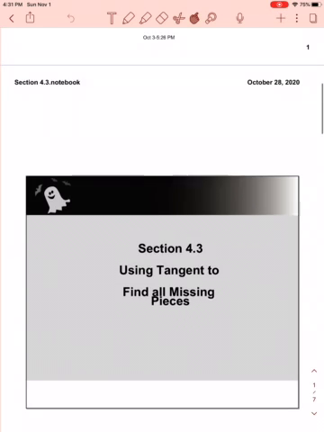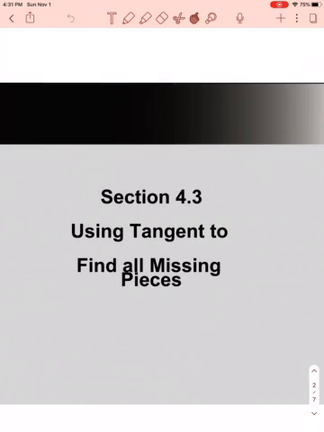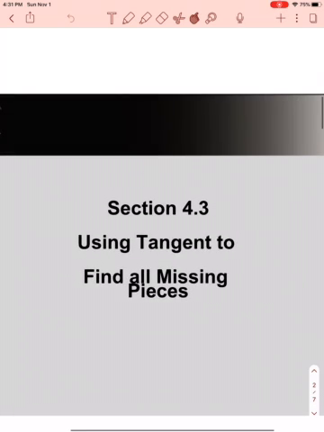So now what we're doing is we're kind of putting it all together. Last section we learned that if we could find tangent, then we knew theta, and then we could do our trig coordinates from there. Today we're going to use tangent, so you're going to be given tangent, which will give us x and y. We can use the x and the y to find r, and then we're going to have everything we need to know to find sine, cosine, tangent, cosecant, secant, and cotangent. So we're going to find all 6 functions just by being given tangent.